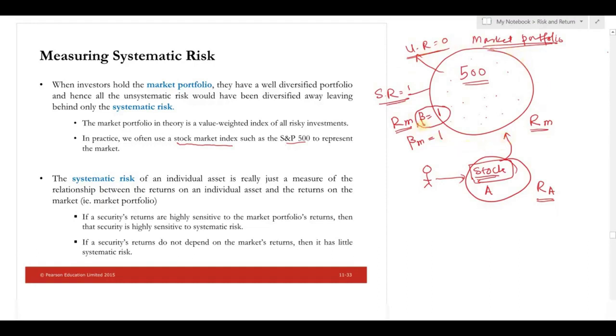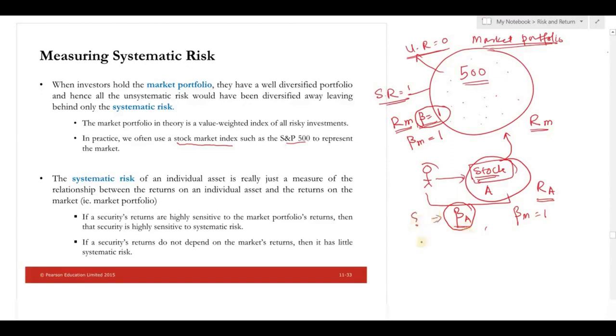For the portfolio, we assume the only risk left is the systematic risk, and that was equal to beta equal to 1. But what about this stock? How can I find the beta of stock A, assuming that it has total risk, with unsystematic risk and systematic risk? How can I measure the systematic risk, the beta, of this individual stock, because the beta of the market we know is equal to 1. But what about this stock's beta? How do we measure it?